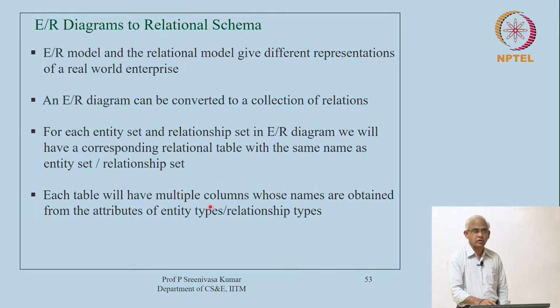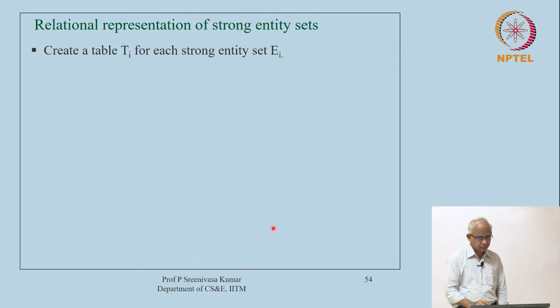So, we are calling attributes as columns here, whose names are obtained from the attributes of the entity types or the relationship types. So, we will see the details as to how exactly we should obtain these names. Okay. So, let us first focus on strong entity sets. Okay. So, let us say there is a strong entity set EI. So, what we will do is to create a table TI for that particular entity set. The name of the table will be the same as the name of the entity, but in this case we are just representing it as symbols like EI, TI.